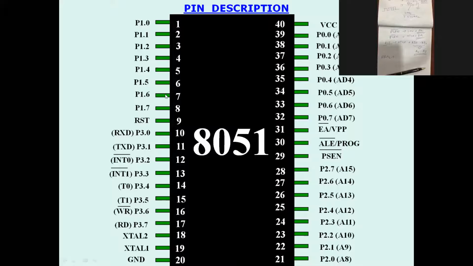Every microcontroller has two different modes. One is that you write the program, or you are executing the program. Whenever you are writing the program, it means you are in burning mode, burning the program into the microcontroller. At that particular time, a 50 millisecond pulse is given to that particular pin.